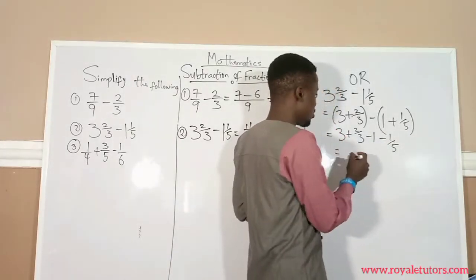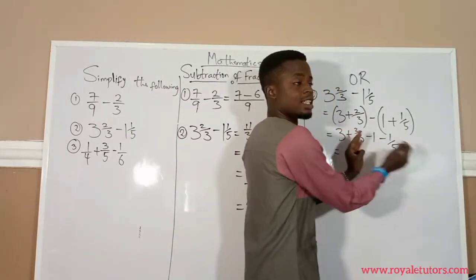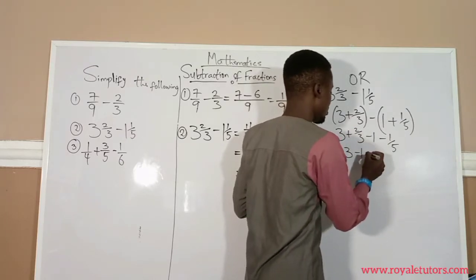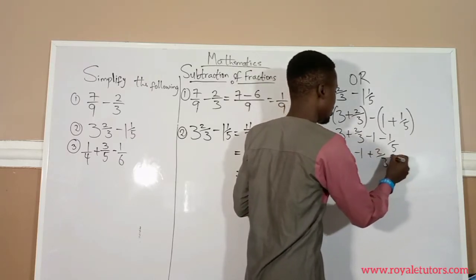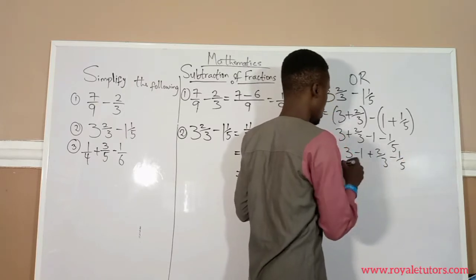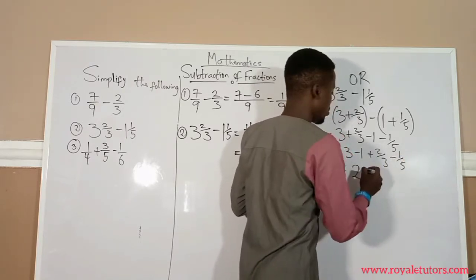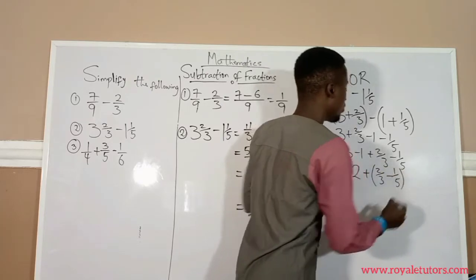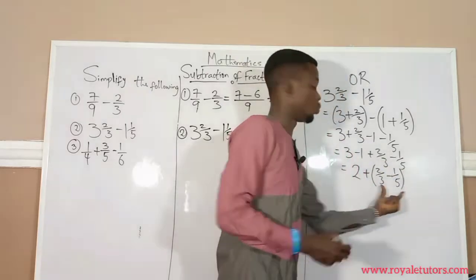So that you have, take together the whole numbers, take together the fractions. So you have 3 minus 1 plus 2 over 3 minus 1 over 5. So 3 minus 1 is 2, plus 2 over 3 minus 1 over 5. Now, we need to simplify this one.